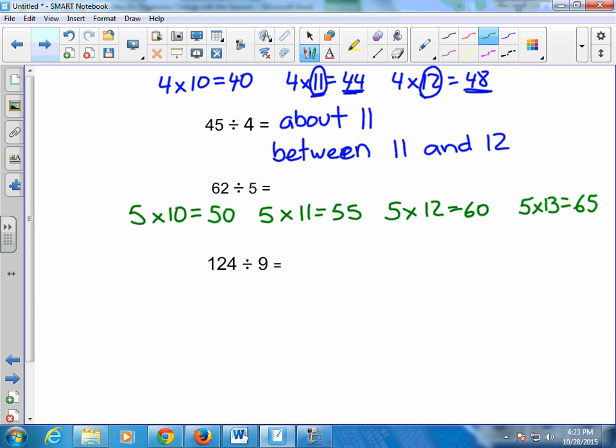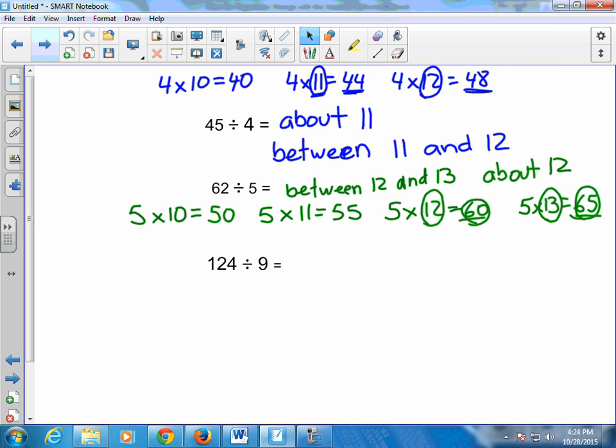Okay, I don't have an exact answer, but I can see that 60 and 65 are the closest numbers to my dividend. And which number did I multiply times 5? Well, I multiplied times 12 in here and times 13 in here. So I can say that my answer is between 12 and 13. And if you need to pick one, which one is closer, 60 or 65? Well, 65 is 3 away, 60 is only 2 away. So if you need to say one answer, it will be about 12, right?